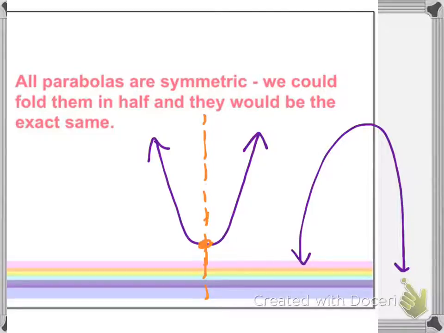And that point at the very top or the very bottom in the middle is called the vertex. So this line cuts your parabola in half, and that line always goes through the vertex. Everything that we're going to do today is based on the axis of symmetry, the line that cuts it in half, and the vertex, the point at the very bottom or the point at the very top.